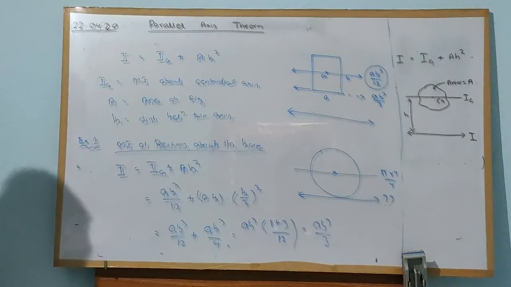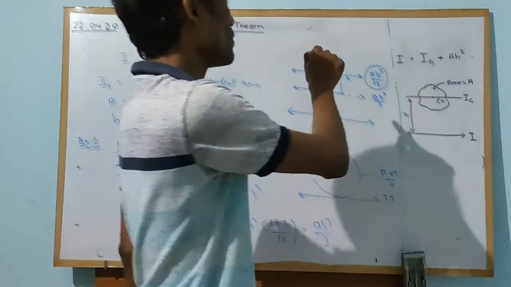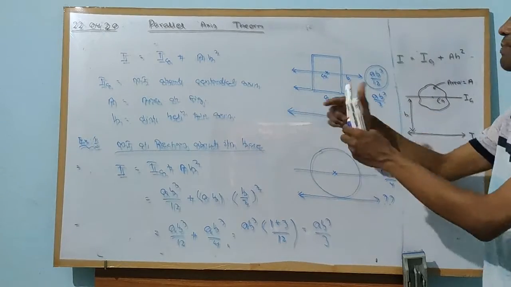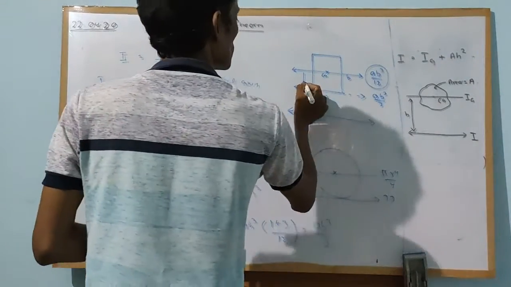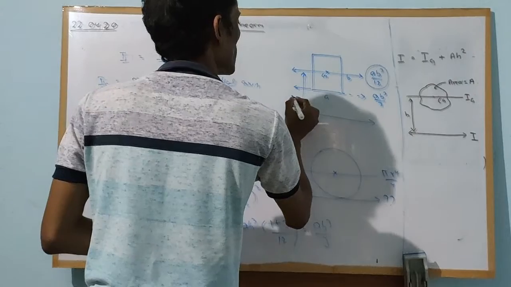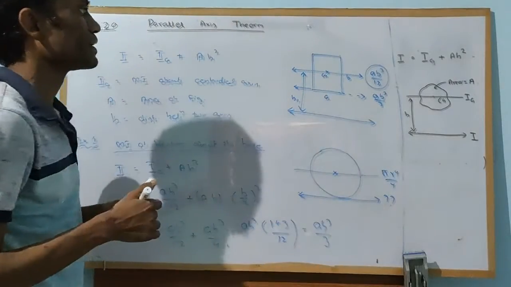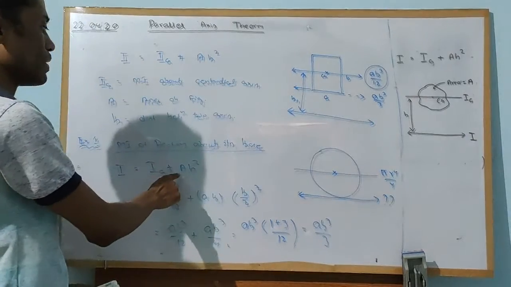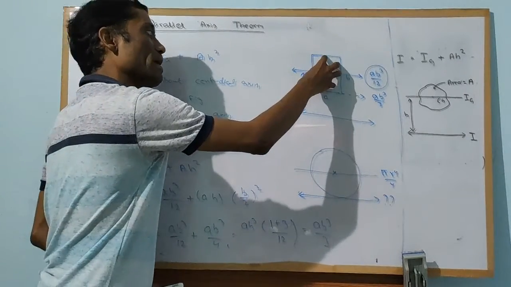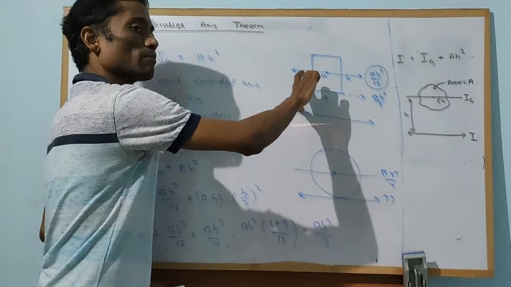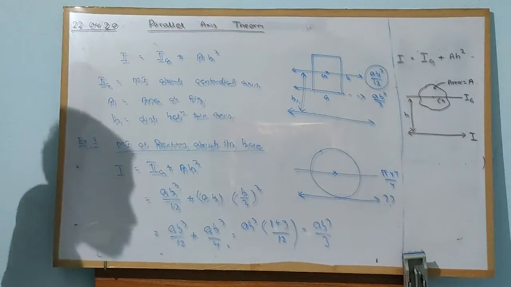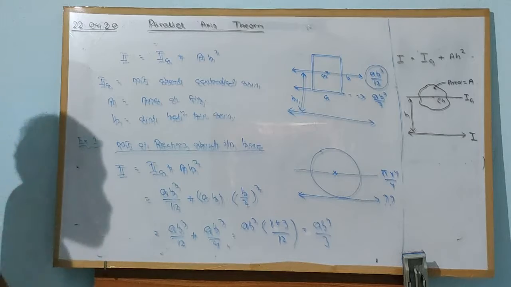No need to integrate it. If you remember the formula of the centroidal axis, for any other axis, if I give you the distance, let's say h1, you can also calculate. That is a b cube by 12 plus area, again a into b, into h1 square. That is the moment of inertia. That is the beauty of the parallel axis theorem.